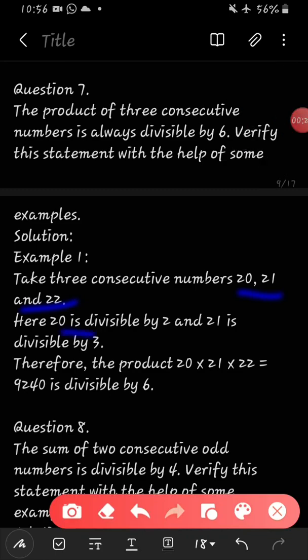So 20 is divisible by 2 and 21 is divisible by 3. And if we find the product of 20, 21 and 22, we get 9240. So 9240 is divisible by 6. That means this 2 and 3, if you multiply, we get 6. So the product is also divisible by that 6. Understood? Now let's proceed to question number 8.